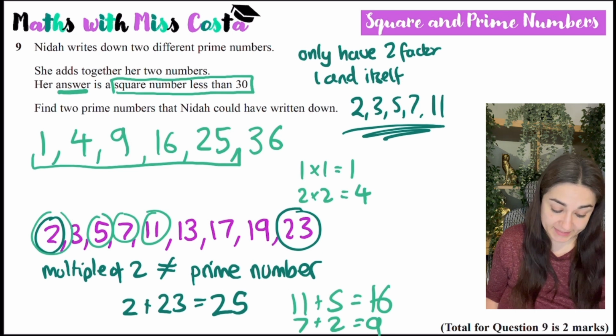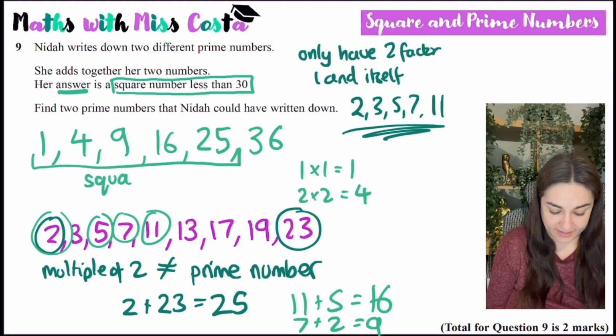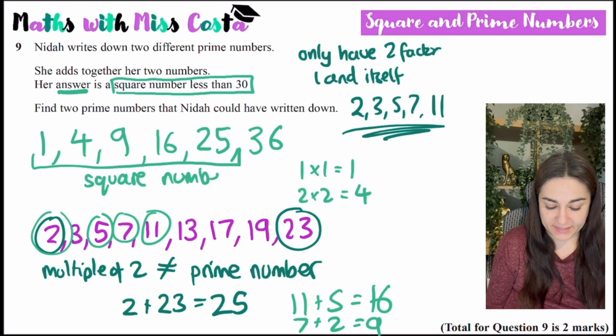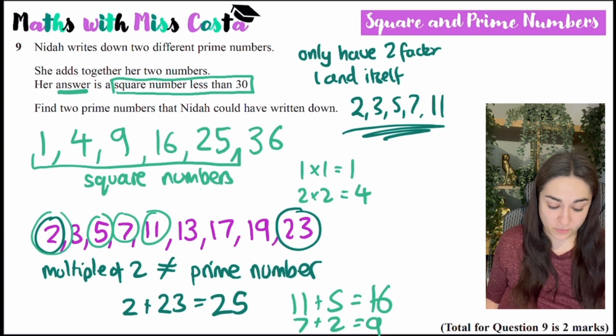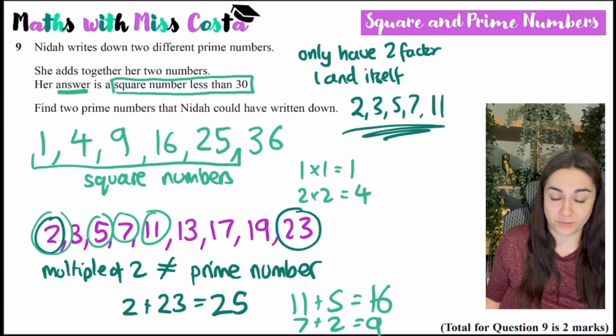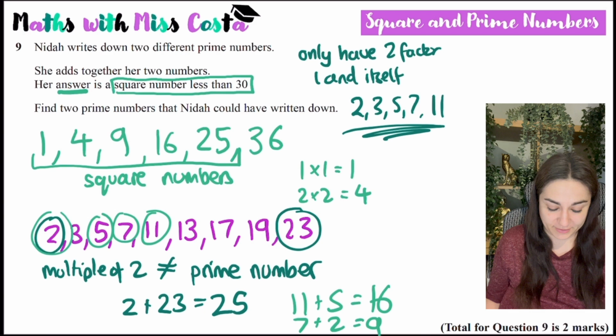There might be some others, but basically any of these numbers added together to give you one of these numbers, which are the square numbers. So knowing your square numbers and knowing your prime numbers is quite important. They're just numbers that you can either memorize, or for your square numbers, you just literally try multiplying each number by itself. So 1 times 1, 2 times 2, 3 times 3.